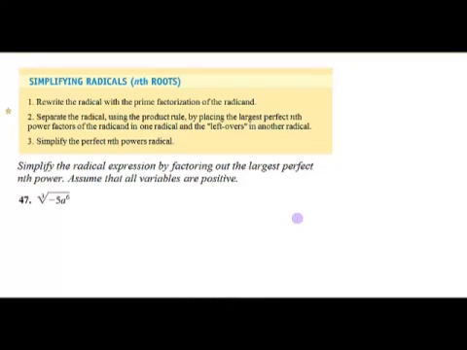Let's demonstrate this step-by-step process with this problem. We'll simplify the radical expression by factoring out the largest perfect nth power. Then we'll assume that all variables are positive. Our first step was to rewrite the radical with prime factorization of the radicand. That's already been done for us. Step 2 is to separate the radical.